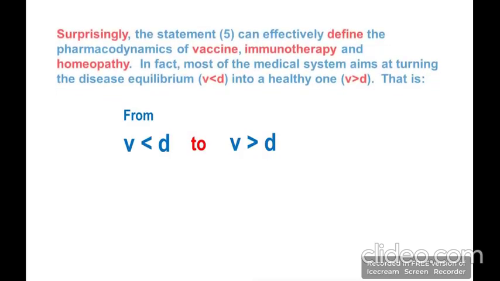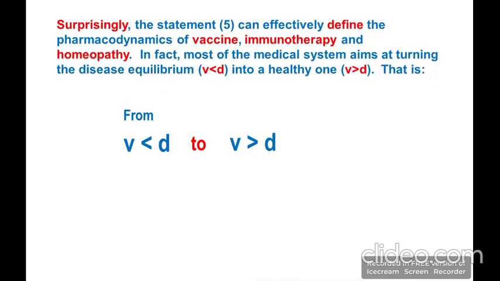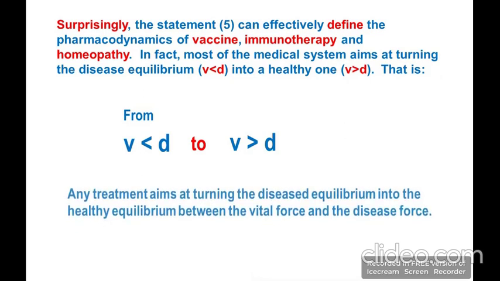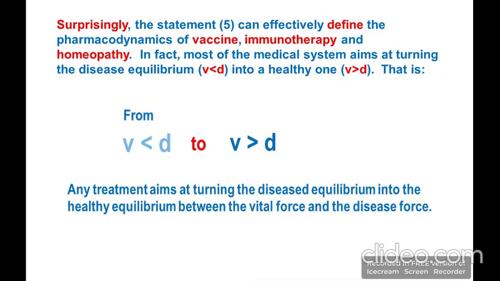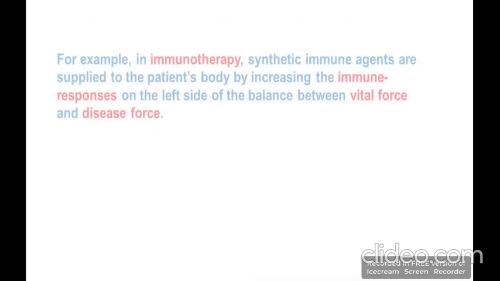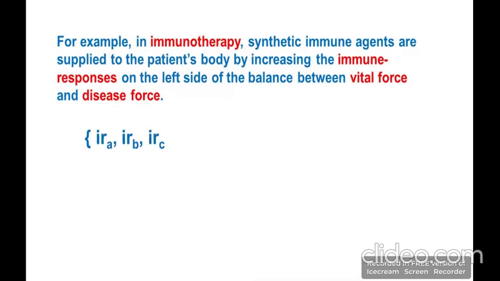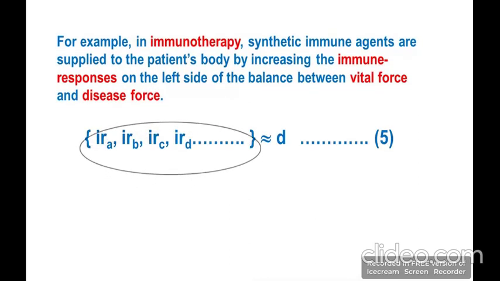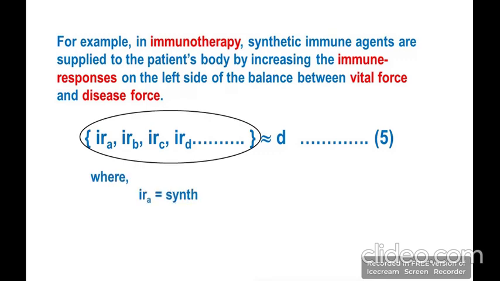Surprisingly, statement 5 can effectively define the pharmacodynamics of vaccine, immunotherapy and homeopathy. In fact, most medical systems aim at turning the disease equilibrium, V less than D, into a healthy one. That is, any treatment aims at turning the diseased equilibrium into the healthy equilibrium between the vital force and the disease force. For example, in immunotherapy, synthetic immune agents are supplied to the patient's body, increasing the immune responses on the left side of the balance between vital force and disease force.